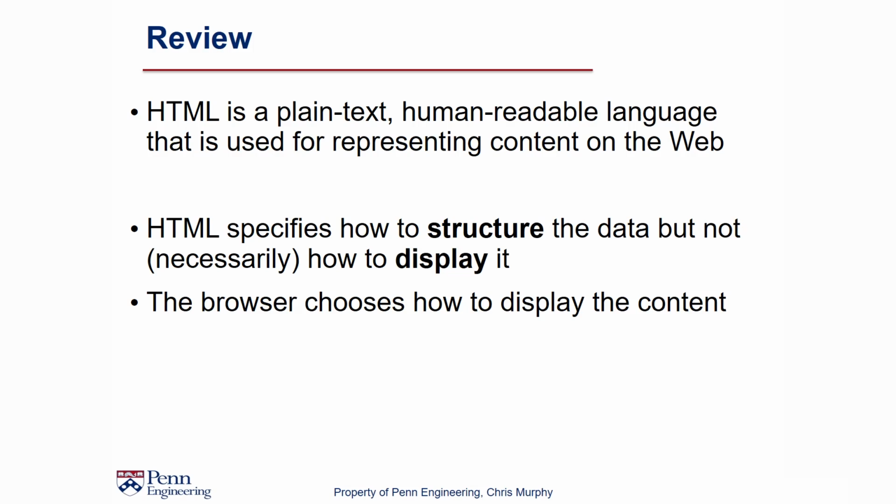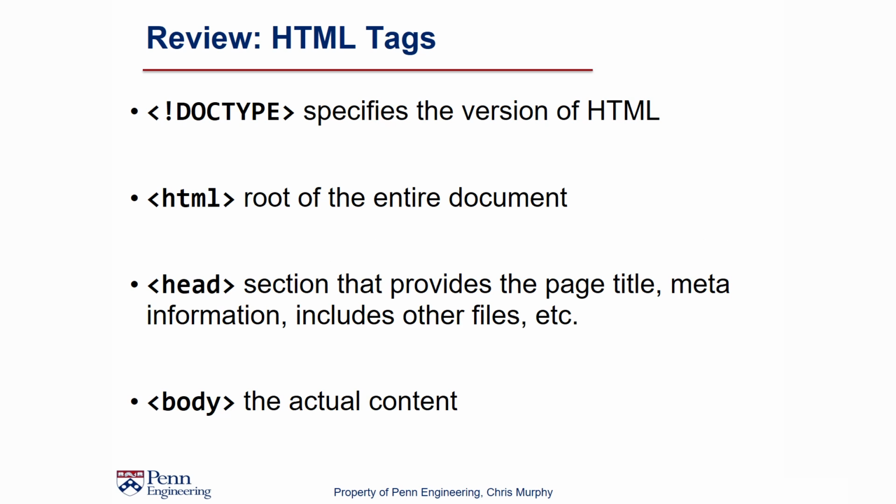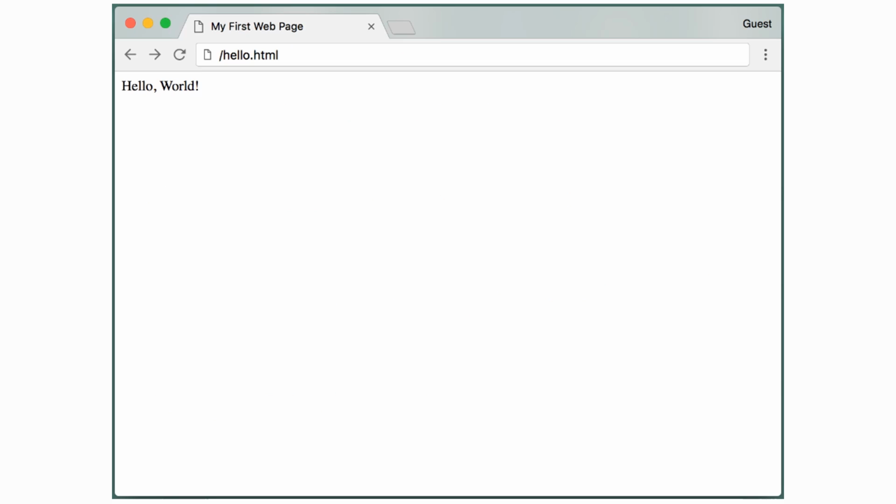In the previous lesson, we started to look at HTML, hypertext markup language. This is the way that we structure the content that we're going to display on the World Wide Web in a web browser. And we saw 4 important HTML tags and the elements of an HTML page. The first one specifies the version of HTML. Then we have the root element of the entire document. And then one for the header of the document and one for the body of the content in the document. And using those 4 tags, we were able to create a simple little HTML page that looks like this.